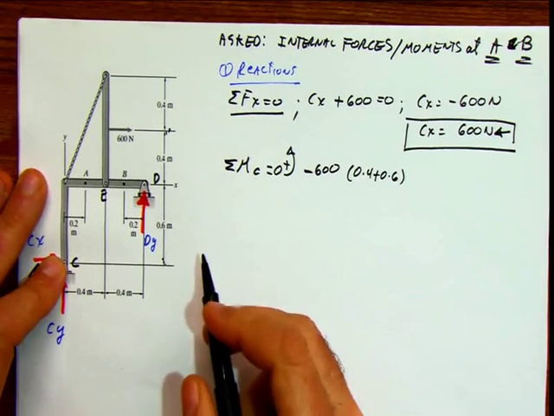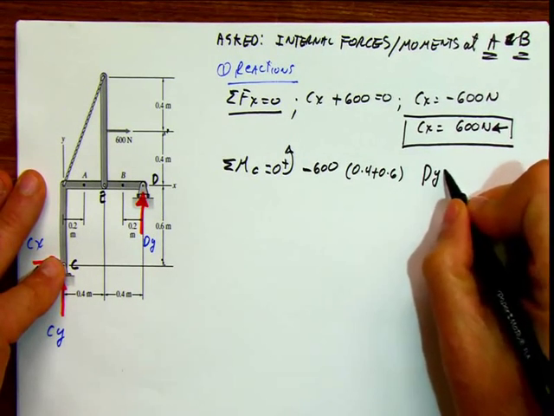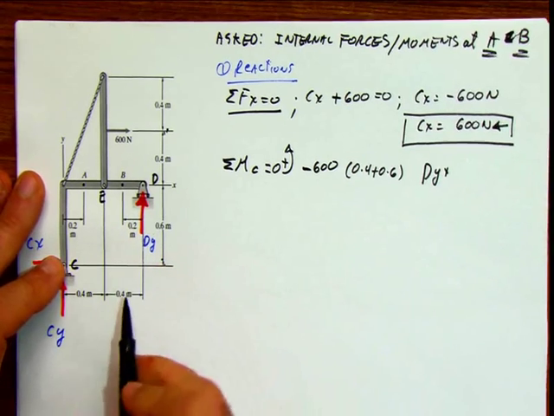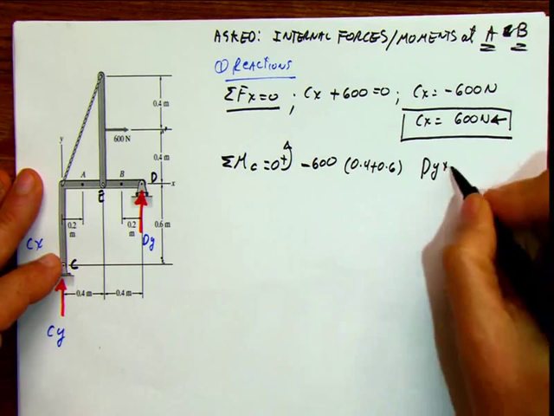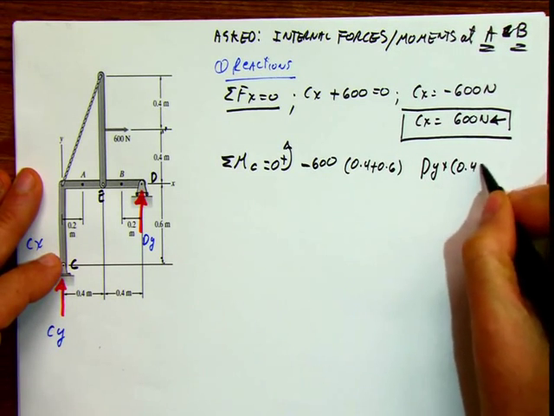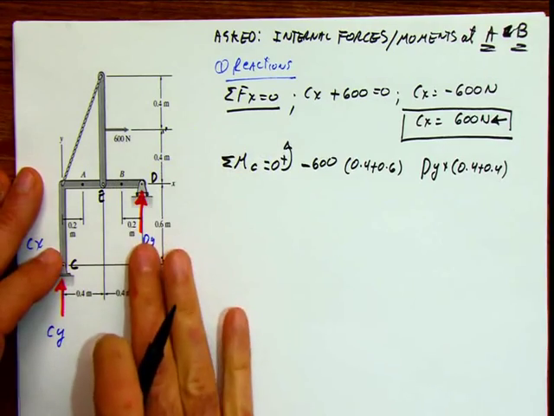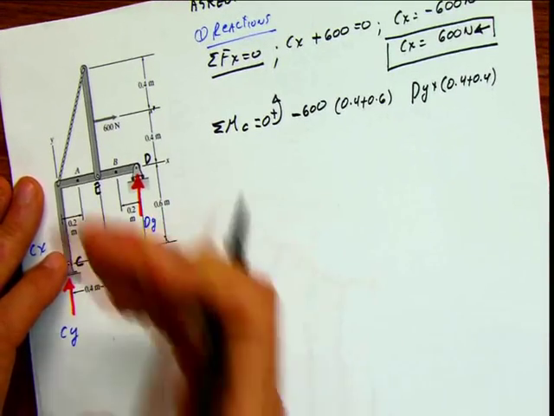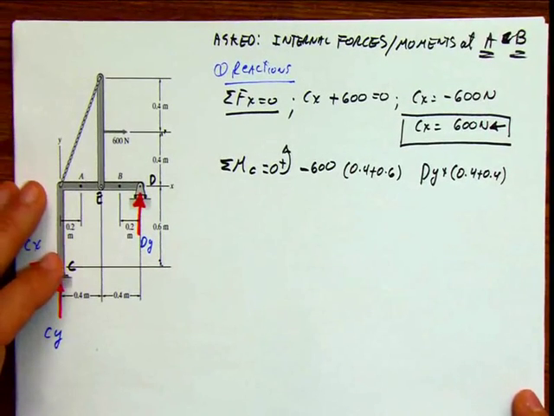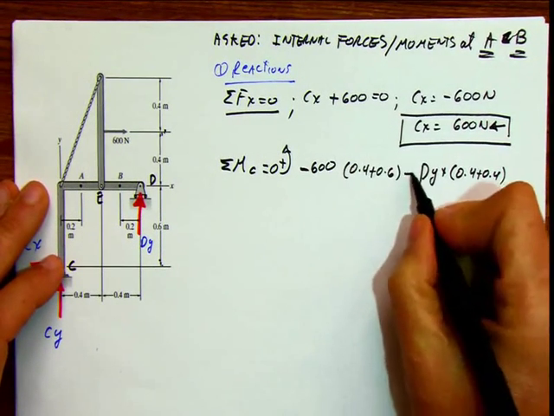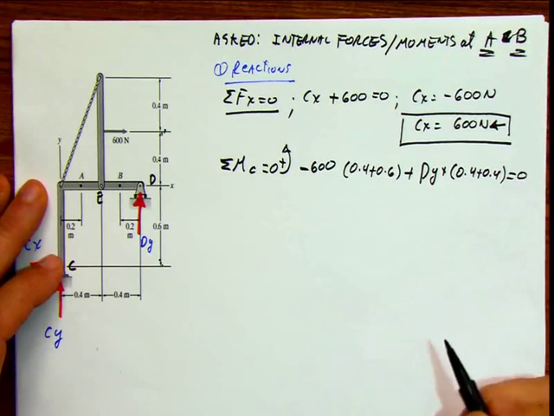What else do we have for the moment? This other force, that force is Dy. And because the force is vertical, the distance has to be horizontal from this point to this point, and that distance is 0.4 plus 0.4. In this case, when I push in this direction, the rotation is going to happen counterclockwise, and it's positive because that's what I assumed to be positive. I don't have anything else, equals 0.